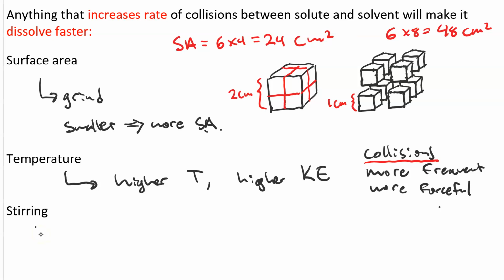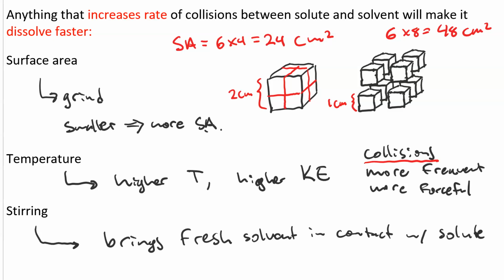Finally, we have stirring. If you've ever put sugar in iced tea, you know that it'll dissolve faster the more you stir it. This is because you locally get a high concentration of solute in solution surrounding the solid. So stirring brings fresh solvent in contact with solute and disturbs that concentration gradient. Again, it makes your collisions between solvent and solute more frequent and increases the rate of dissolution.